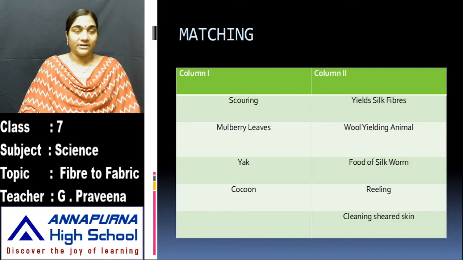And the second one, mulberry leaves. Some organisms, to obtain the fiber, feed completely on the mulberry leaves. So what are those organisms? And the next one is yak. What are the fibers that the yak produces? Then the next one, cocoon. We get a certain kind of fiber out of this cocoon which is given out by the silkworm.